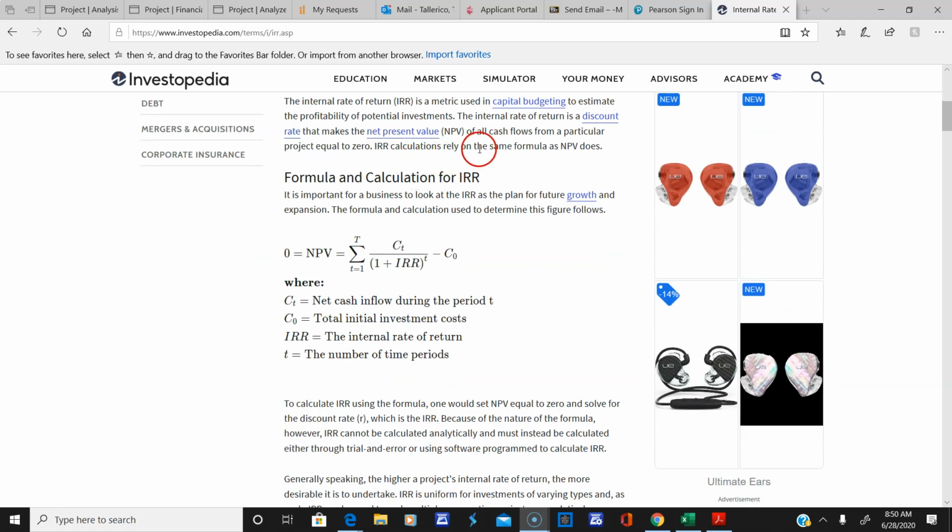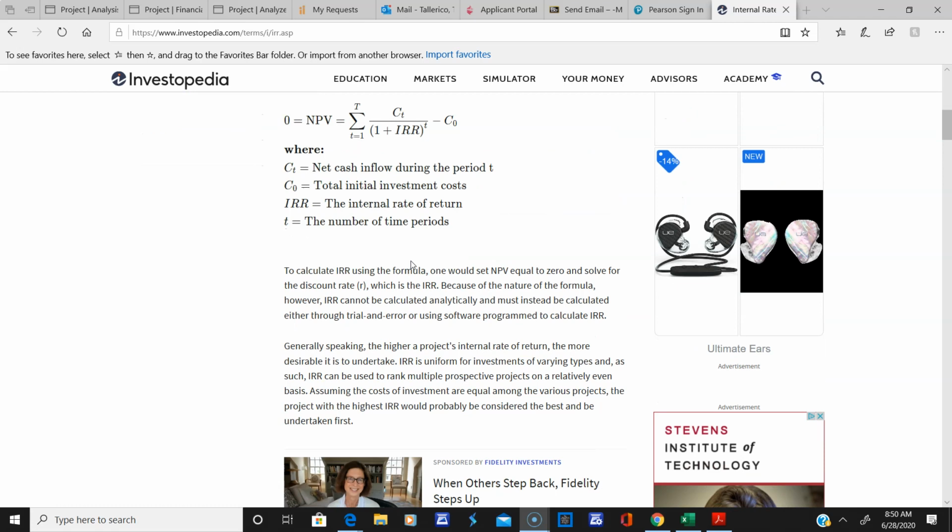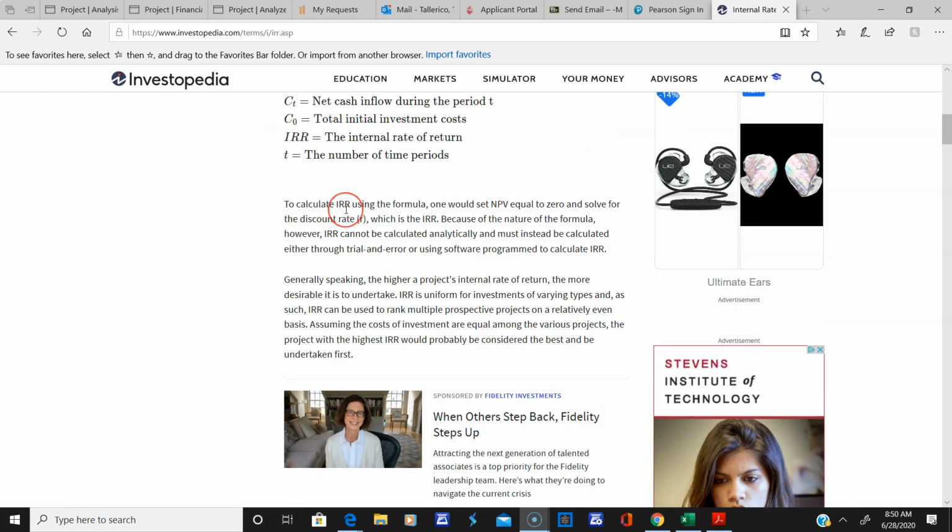IRR calculations rely on the same formula as NPV does. So here's the equation. So here's net present value, but when I set this equal to 0, then I can calculate IRR. But you can clearly see it would be impossible to do this by hand, okay? So to calculate IRR, using the formula, one would set NPV equal to 0 and solve for the internal rate of return.